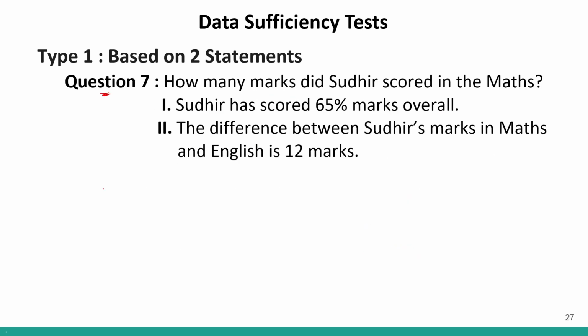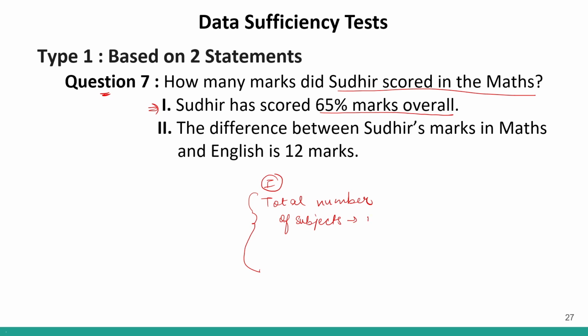Now, moving on to question number 7. In question number 7, we have to find how many marks Sudhir scored in the maths exam. Sudhir is a person who would have probably given a maths exam and we have to find his score. According to statement 1, Sudhir has scored 65% overall. The total number of subjects is unknown, correct? But we just know that overall he has scored 65%. This is the data from statement number 1.